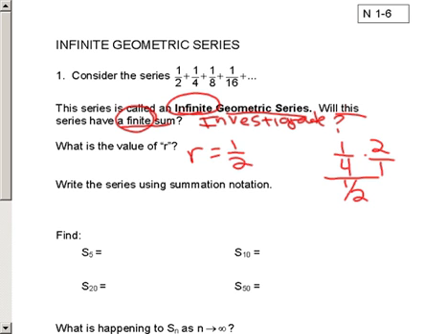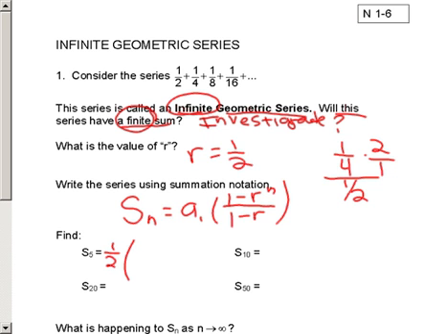So we're going to use our formula. We're going to use this formula to find S5, S10, S20, and S50. So that's just doing what we just did, which is a1 is 1/2 times 1 minus 1/2 to the 5th over 1 minus 1/2. So put that in your calculator. That's just using the formula on the previous page that we just did. So find out what that is. So I want you to do all 4 of those.